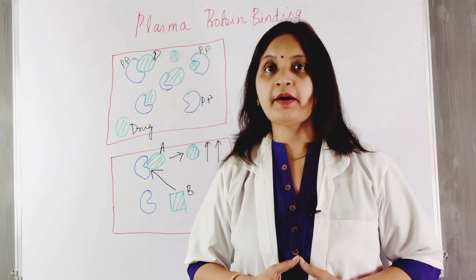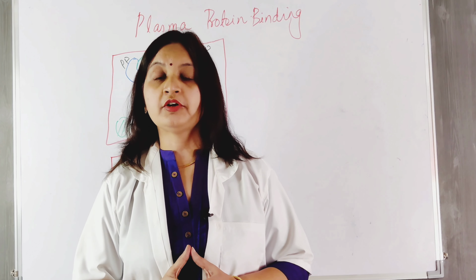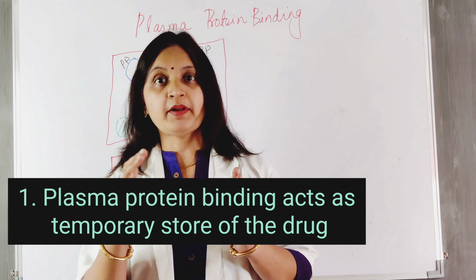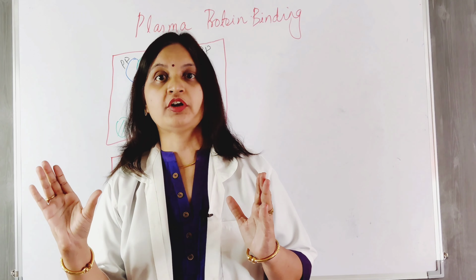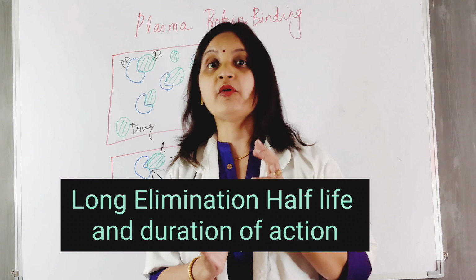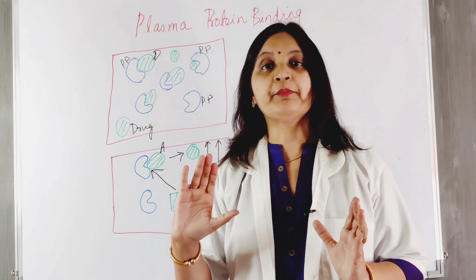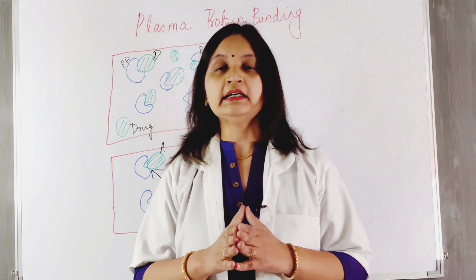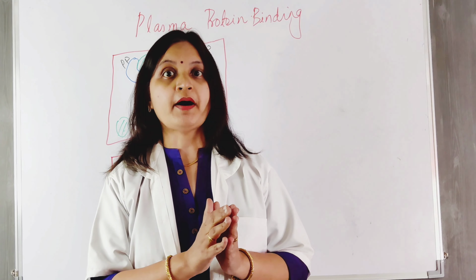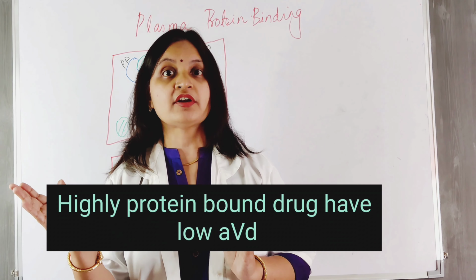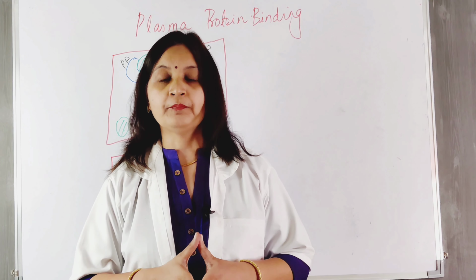So what are the effects of plasma protein binding? Plasma protein binding acts as a temporary store for the drug, because the drug is slowly released from the active sites of the plasma proteins into the circulation, resulting in a prolonged duration of action of the drug. So the plasma proteins act as a reservoir for the drug and also result in a long elimination half-life and a prolonged duration of action of the drug. Thirdly, drugs which have high plasma protein binding affinity are restricted to the vascular compartment and are poorly distributed in the extravascular tissues. Therefore, the volume of distribution of these drugs is very low.